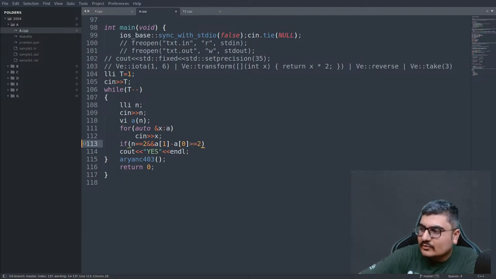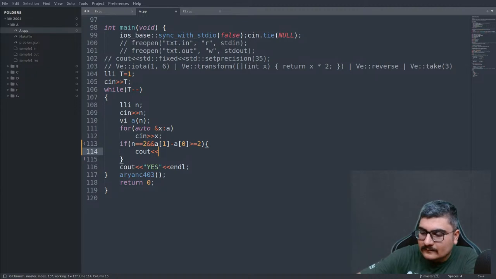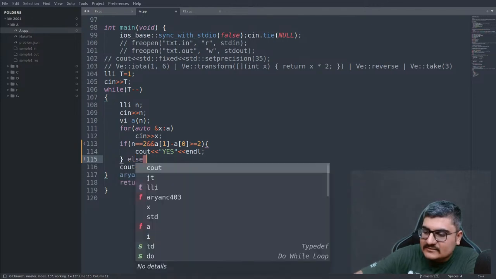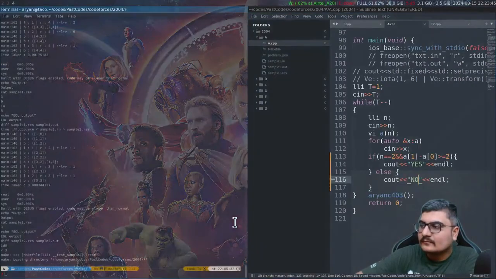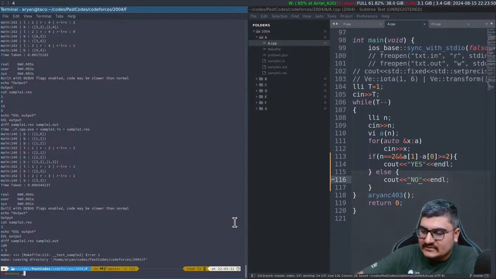Is greater than or equal to 2, cout "Yes", else cout "No". And essentially, this would be the solution for this problem.